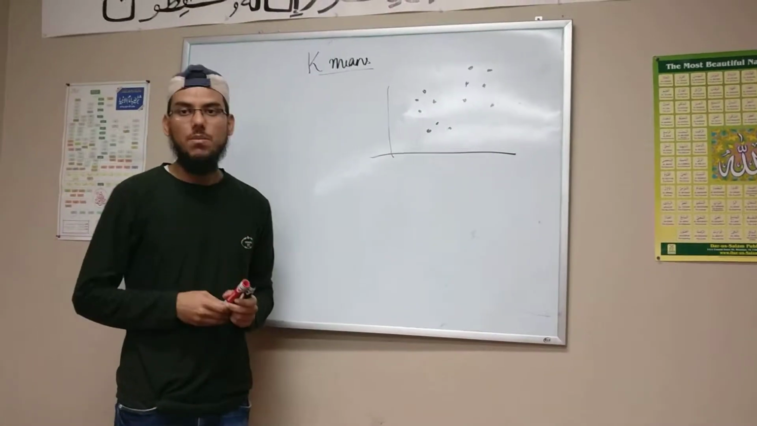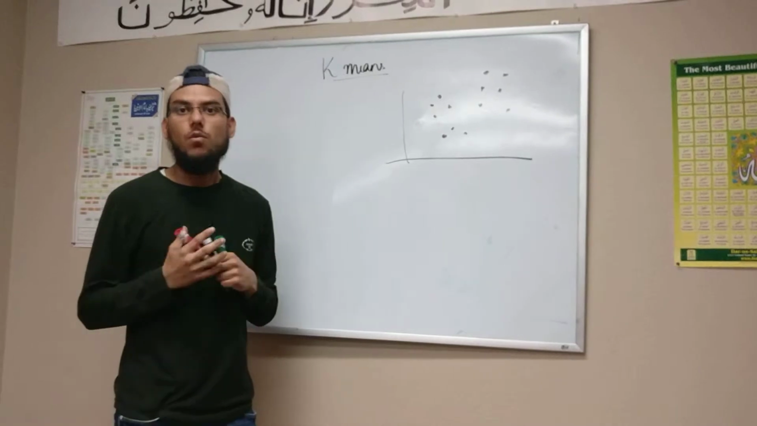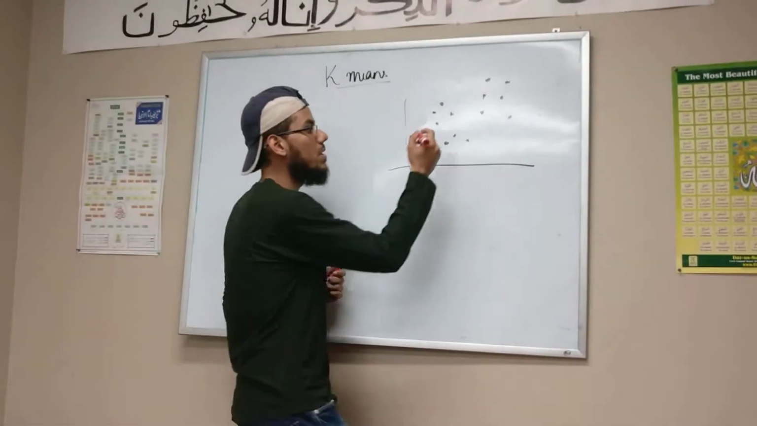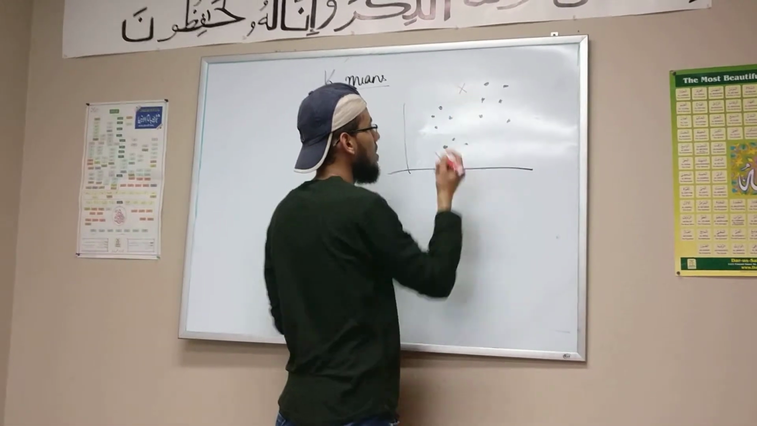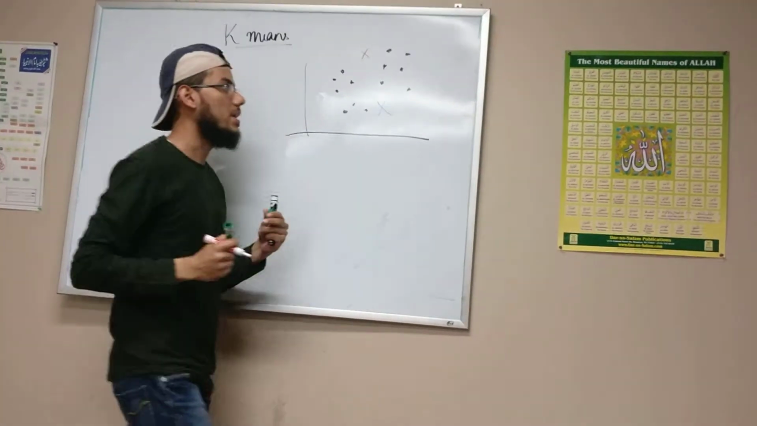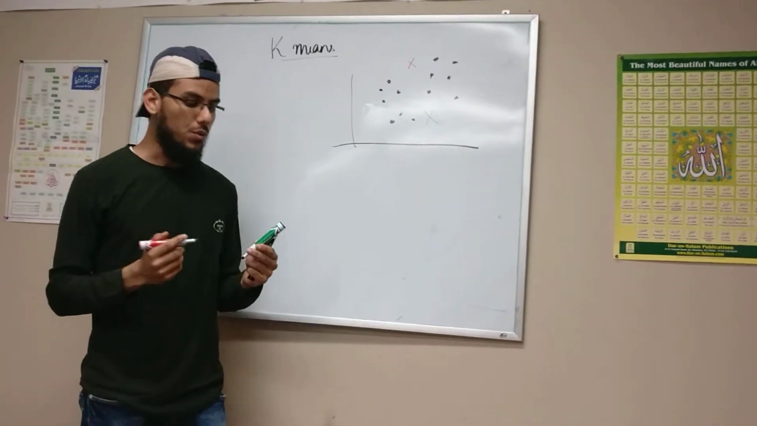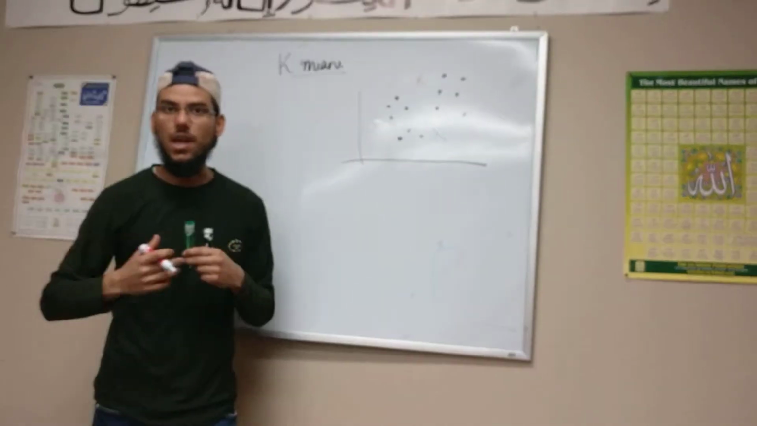So how K-means works is first we choose two centroids. Since we want to cluster them into two groups, we will choose two centroids. We can choose them randomly. Let's just say we chose these two ones. So once we have chosen our centroids, there are essentially two steps in K-means clustering.